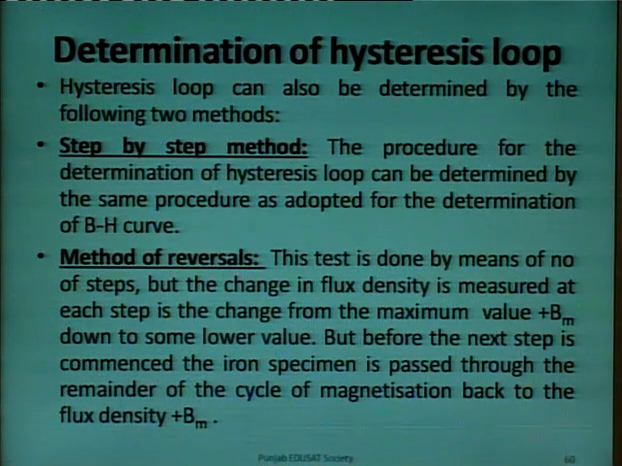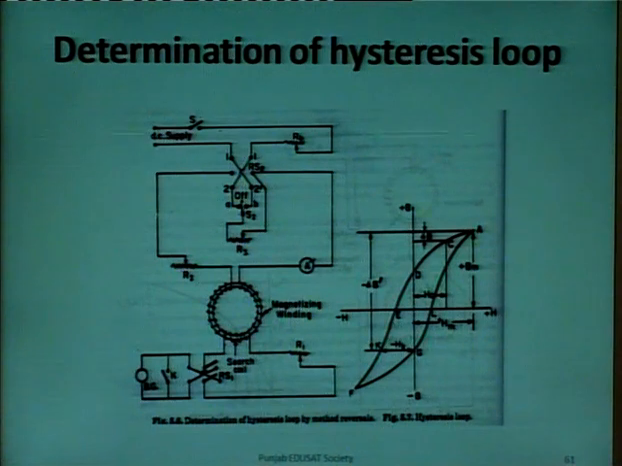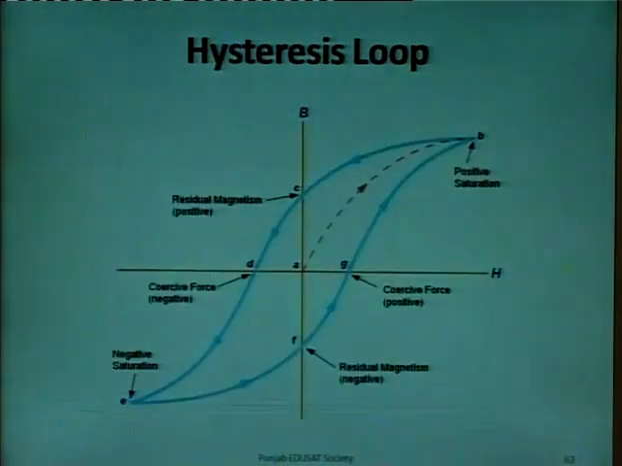Then the determination of the hysteresis loop. Again there are two methods. First is step by step and second is the method of reversals. This is the determination of the hysteresis loop by the method of reversals. This is the hysteresis loop.